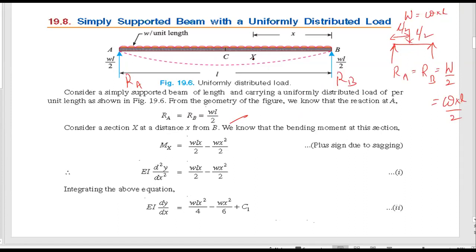Now considering a section XX at a distance of small x from the B point. We have two forces. The first force is RB, and the second force is the converted UDL whose magnitude is small w into x, acting at a distance of x by 2 from the section. Therefore, I will get RB into x.